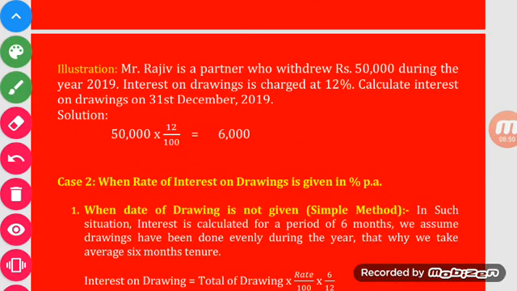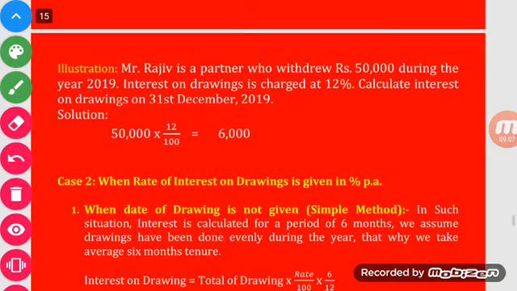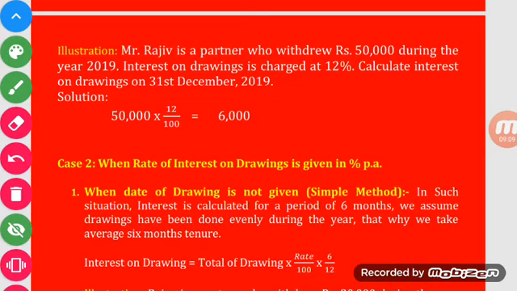Rajiv is a partner who withdrew rupees 50,000 during the year. During the year means the date is not given in the question when he withdrew the amount from the firm. Interest on drawings is charged at 12%. Point noted here: interest rate is given without the words per annum, only 12%. Calculate interest on drawing on 31st December.